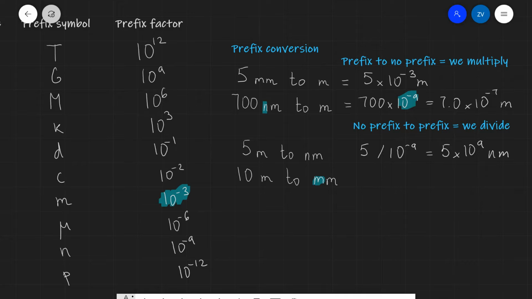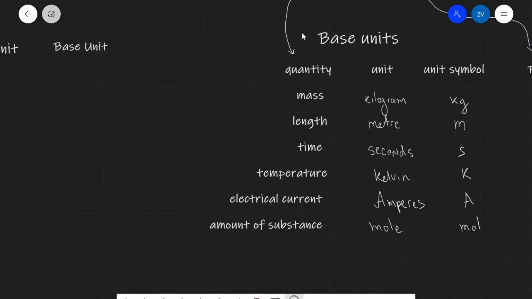nanometers. For our next example, we're converting 10 meters to millimeters, and the prefix here is milli, which is 10 to the power of minus 3. Well, once again, when we're going from no prefix to prefix, we divide by the prefix value, so this will just be equal to 10 divided by 10 to the power of minus 3, which is equal to 10 to the 4 millimeters, which is about 10,000 millimeters. The first few units that we looked at are really important in physics.